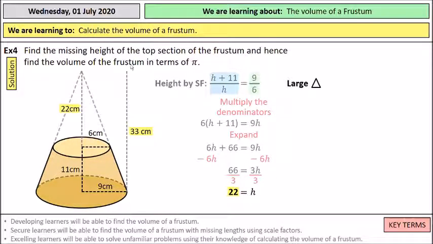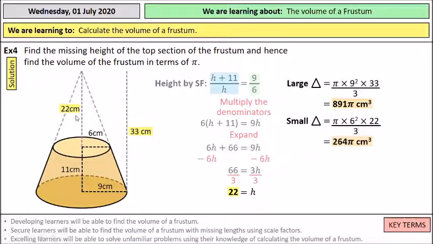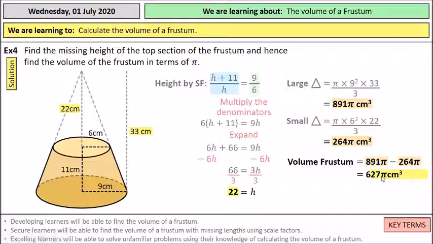To find the volume of a frustum, remember all I need to do is imagine the whole shape and find the volume of it, and then just take away this little imaginary cone on top. So this large whole shape, the large cone, has a radius of 9 and a height of 33. And then my small shape has a radius of 6 and a height of 22. I'm just going to leave it in terms of pi and take away my smaller shape from the larger shape. So this gives me 627 pi centimeters cubed exactly, and I am done.